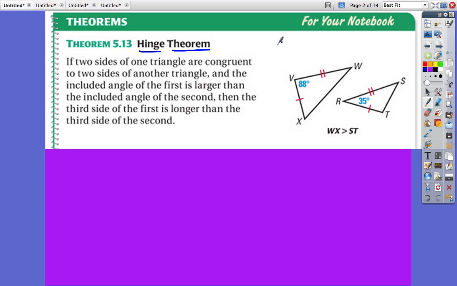So, for example, here we have a diagram. VX is congruent to RT. VW is congruent to RS. So two sides of one triangle are congruent to two sides of another triangle. The included angle, however, is different. So this angle is 88, this angle is 35. So by the Hinge theorem, we can conclude that this side, WX, must be longer than ST. So WX is greater than ST. And we call that the Hinge theorem.